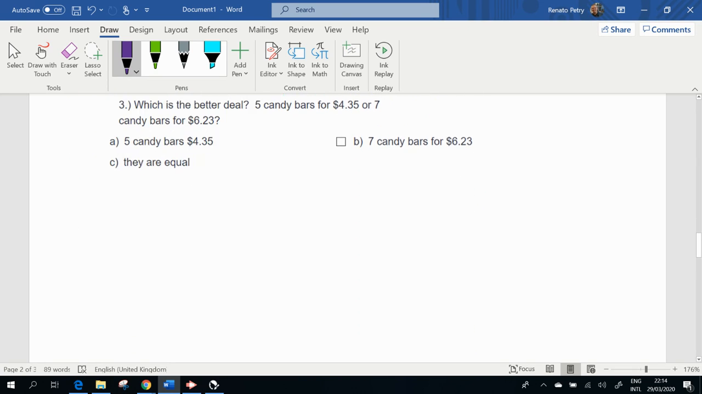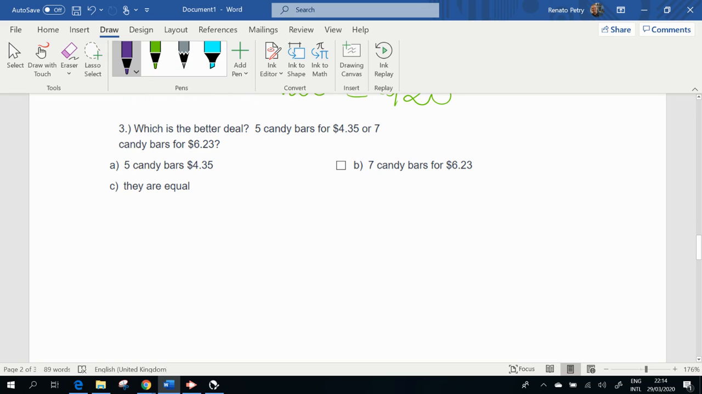Okay. Which is the better deal? Next question, right? Which is the better deal? 5 candy bars for $4.35 or 7 candy bars for $6.23.